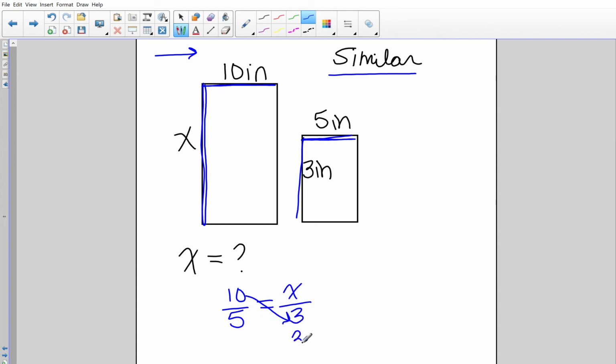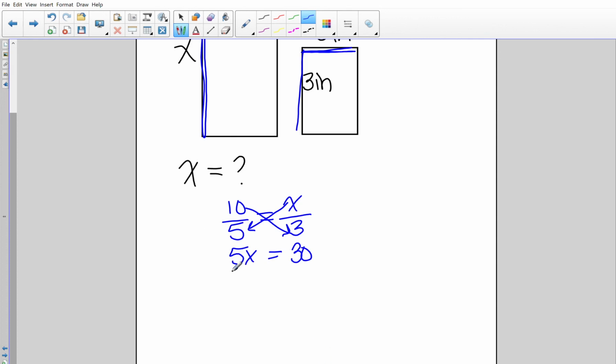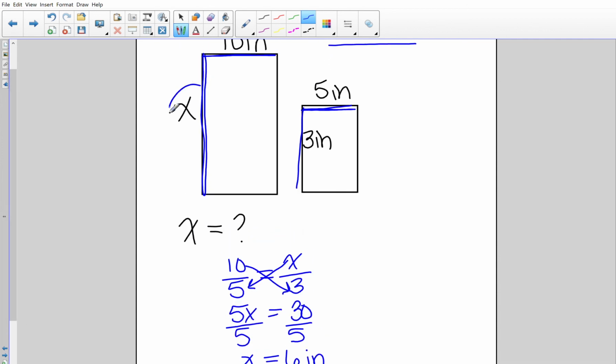10 times 3 is 30, and 5 times x is 5x. If I divide both sides by 5, x is equal to 6 inches. So that means that these sides right here, this is 6 inches on this rectangle.